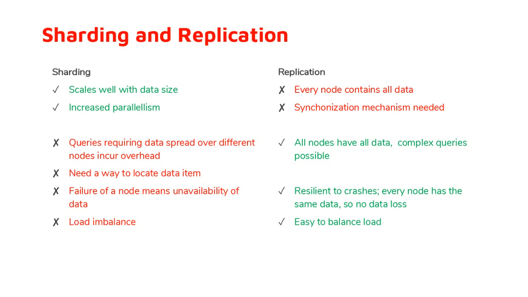With partitioning, there's a problem because if one node fails, that means some segment of the data is no longer available. While with replication, if your data is on every machine, it's resilient to crashes. You just go to a different server that has the data.